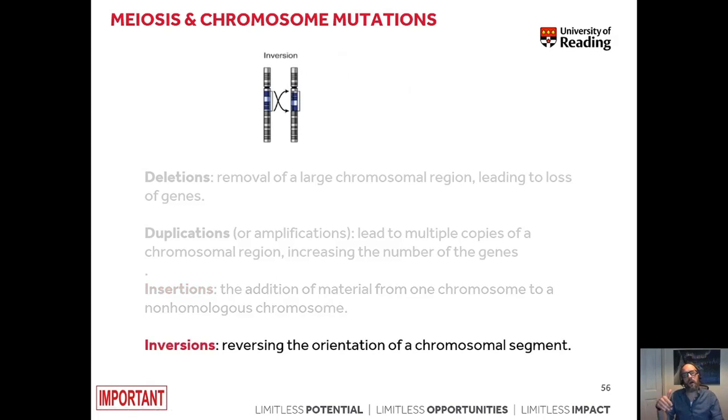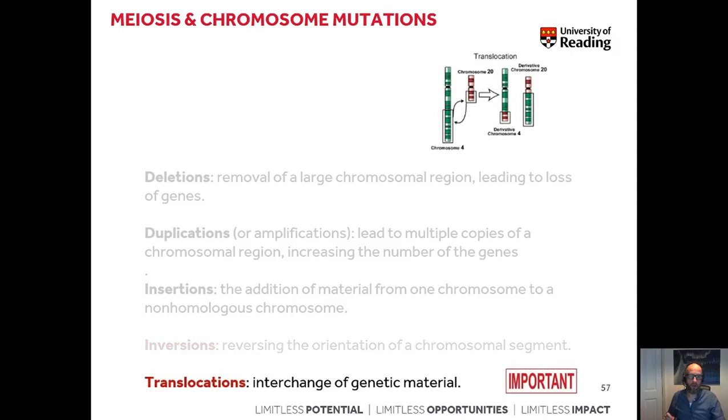Finally, another type of genome mutation resulting from faulty crossing over can be an inversion, where the orientation of the chromosomal segment is reversed. And obviously, because the orientation is reversed, transcription of those chromosomal regions is going to lead to faulty proteins or no protein production at all.